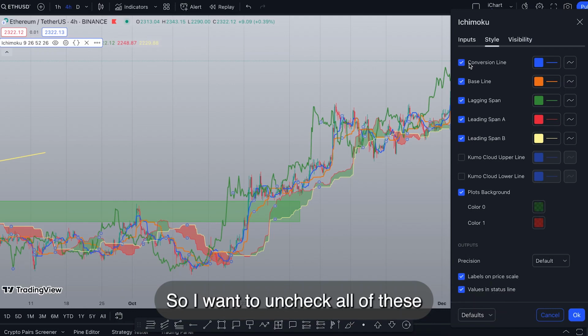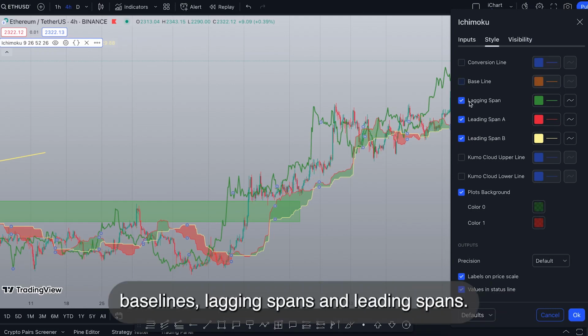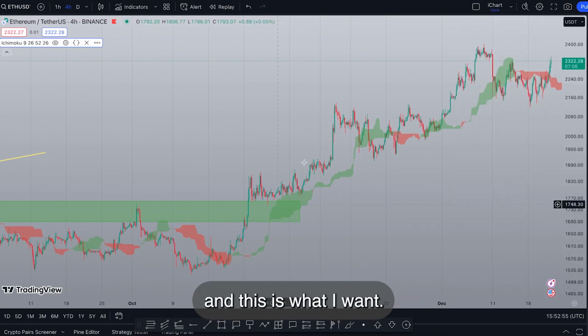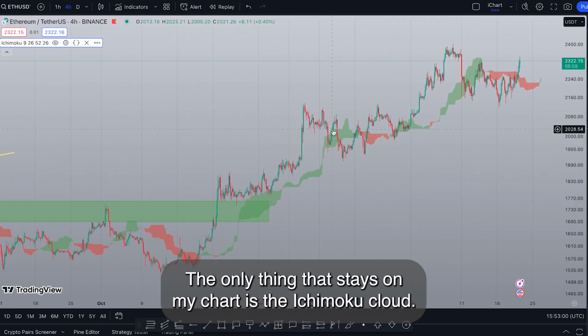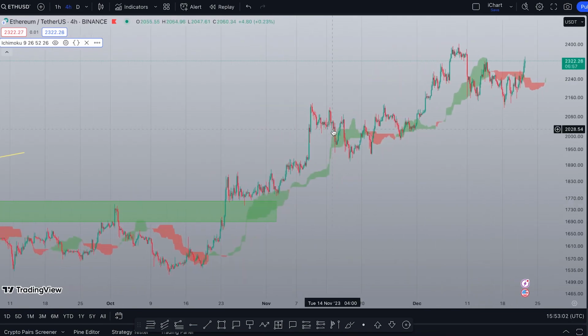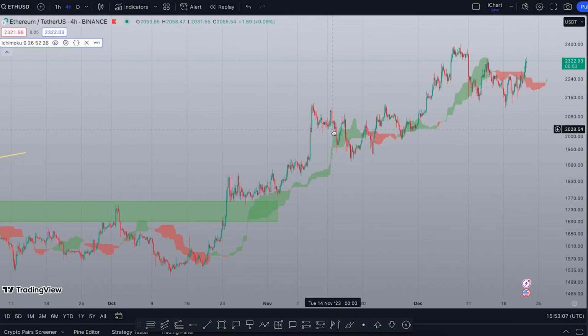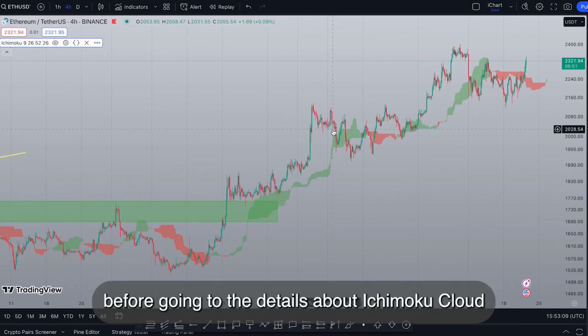I'm not used to seeing the chart in this way. So I want to uncheck all of these baselines, lagging spans, and leading spans. Yes, this is my chart, and this is what I want. The only thing that stays on my chart is the Ichimoku cloud. There are some points that we need to know first of all, before going into the details about the Ichimoku cloud.